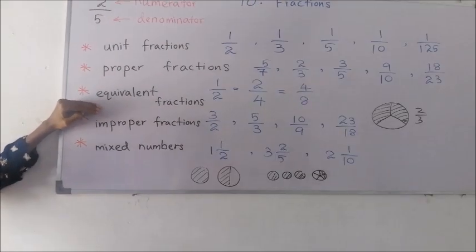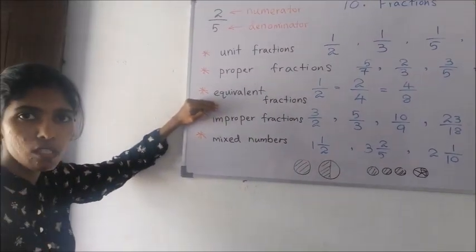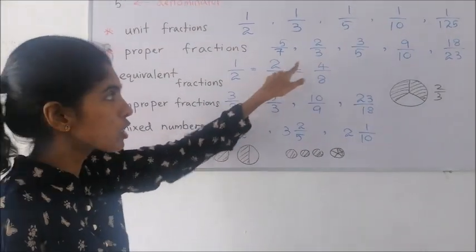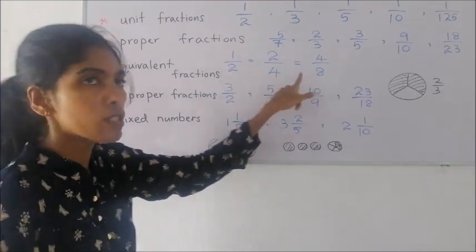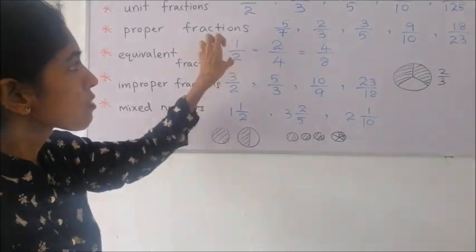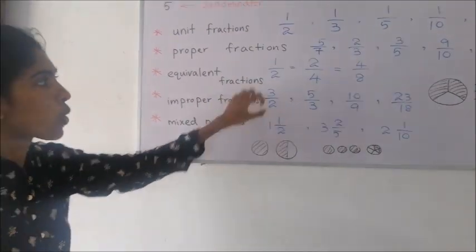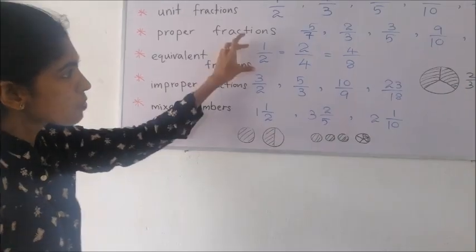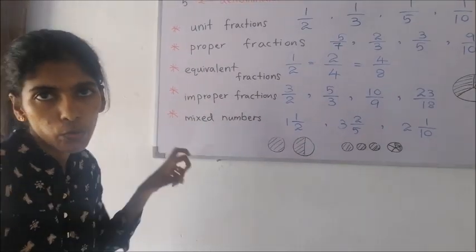Next, equivalent fractions. What are these equivalent fractions? Actually, the numerators are different. They look different. Denominators also look different, but they represent the same value. All these three fractions here represent the same value, right?